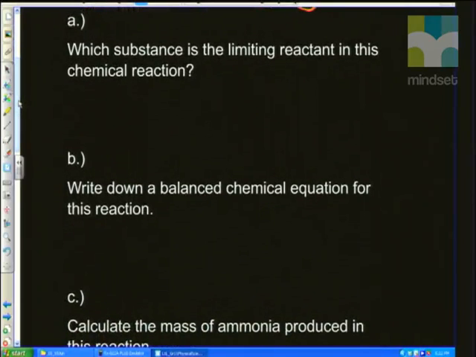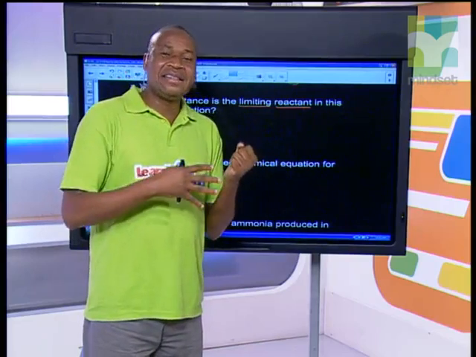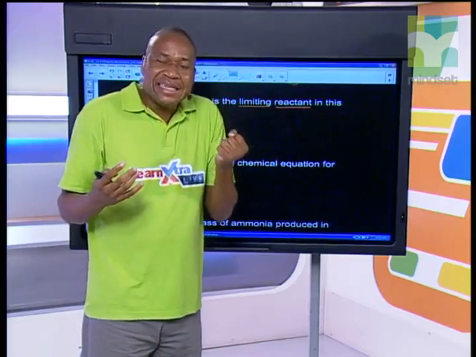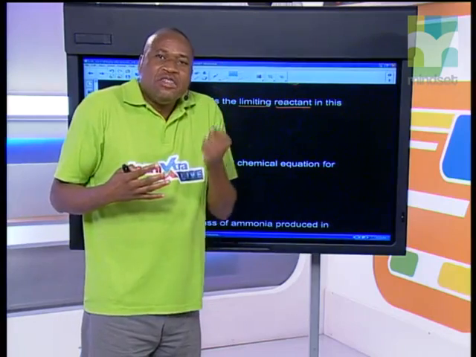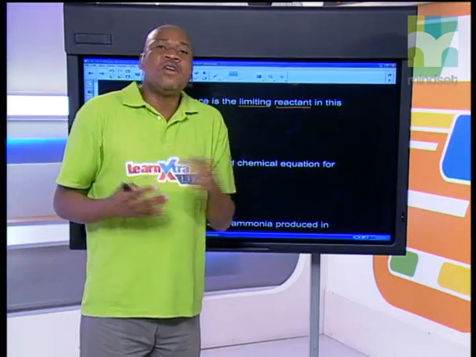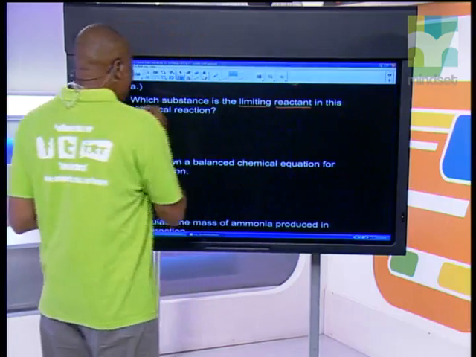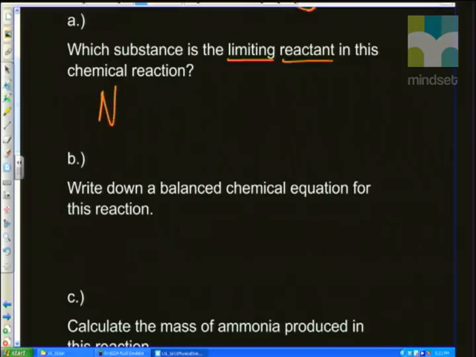Question number A. Which substance is the limiting reactant? The limiting reactant is that substance that is used completely in a chemical reaction. And because it is used completely, the other one does not have anything else to react with. So it has limited the reaction. It caused the reaction to stop there and then because it was no more. All of it was gone. So in our question here, we are told that nitrogen reacted completely. So because it reacted completely, nitrogen is our limiting reactant or limiting reagent.